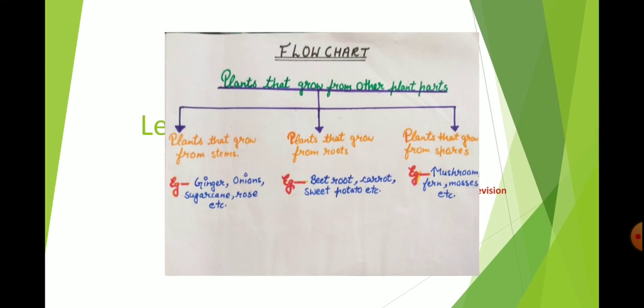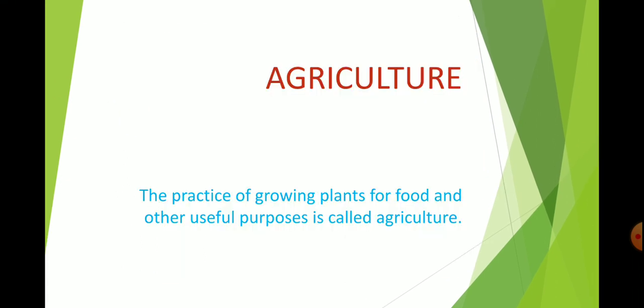Next is agriculture. So, what is the meaning of agriculture? It means the practice of growing plants for food and other useful purposes is called agriculture.